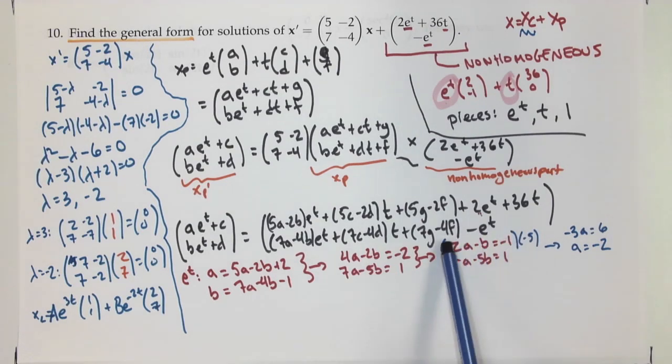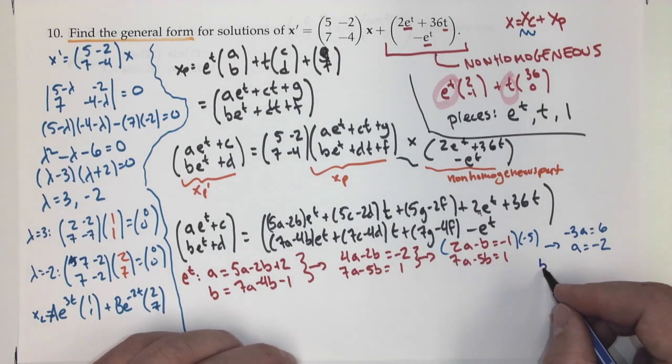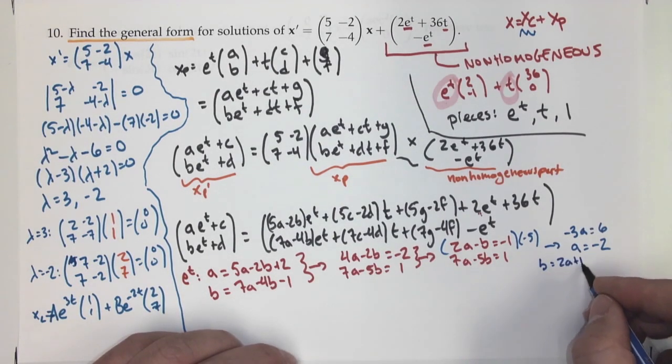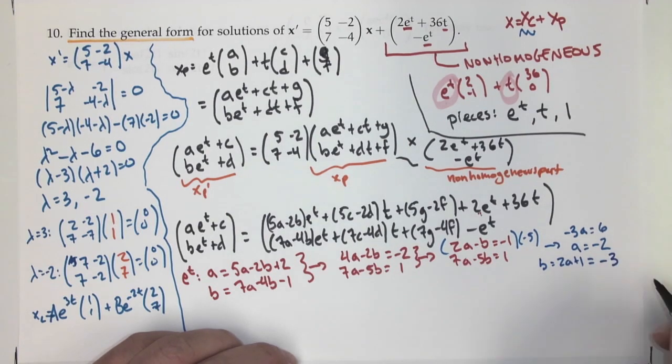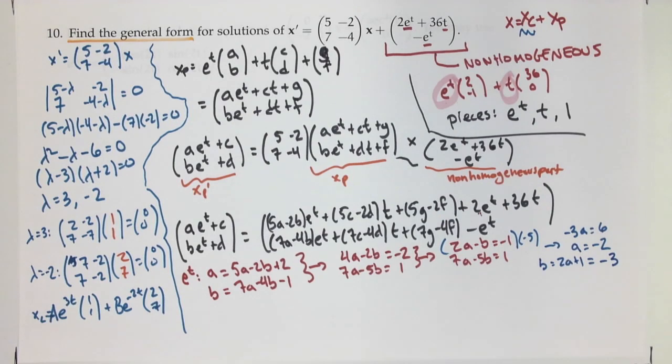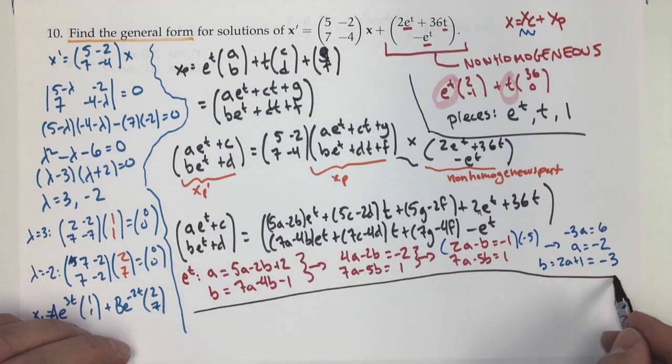This equation, 2a minus b equals minus 1, tells us that b is equal to 2a plus 1, but we know that a is negative 2, so we have negative 4 plus 1, which is negative 3. All right? So we know a and we know b. What's next? Well, that's looking at e to the t.